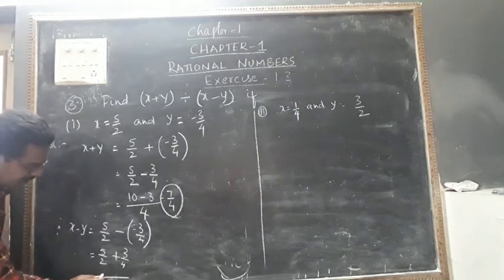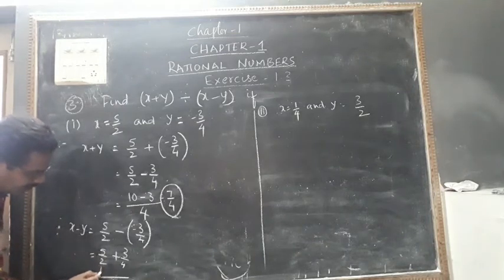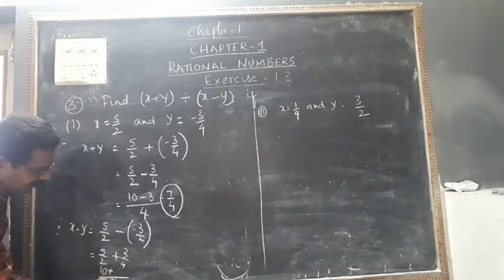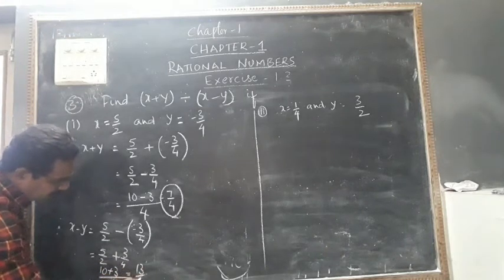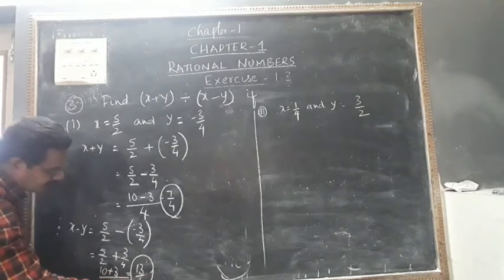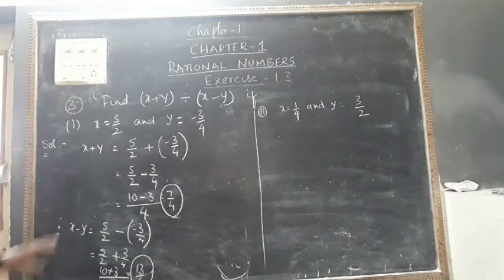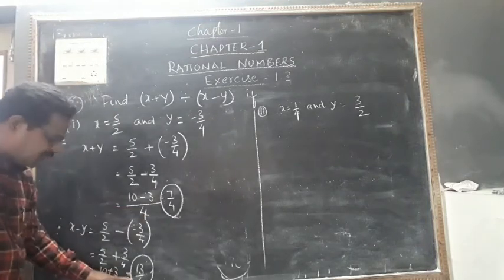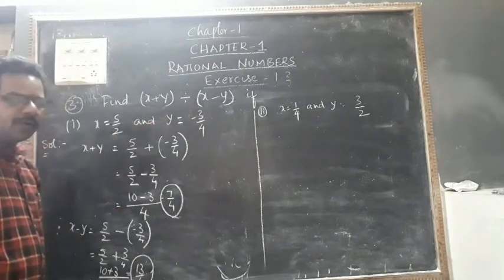Sorry, 4 is the LCM. 2 2s are 4, 5 2s are 10, plus 4 1s are 4, 3 1s are 3. This is equal to 13 by 4, that is the answer. Okay, 13 by 4. So the first answer is 7 by 4, and the second answer is 13 by 4. First one divided by second one we have to do.